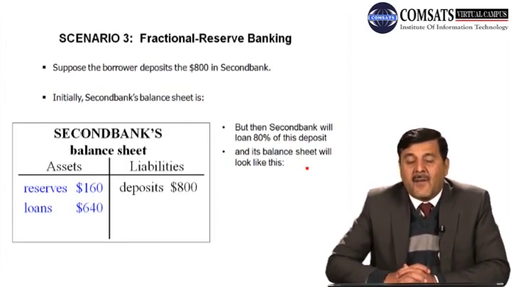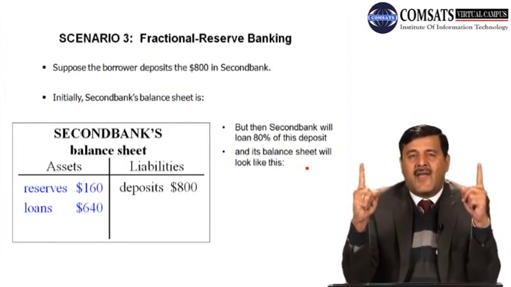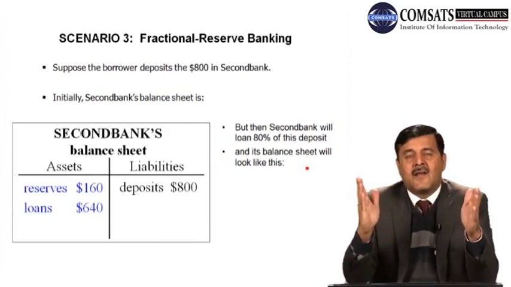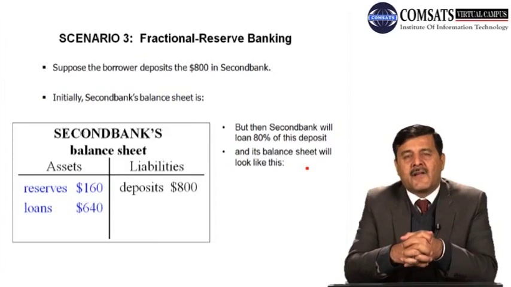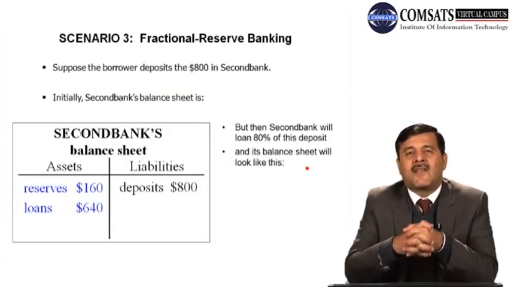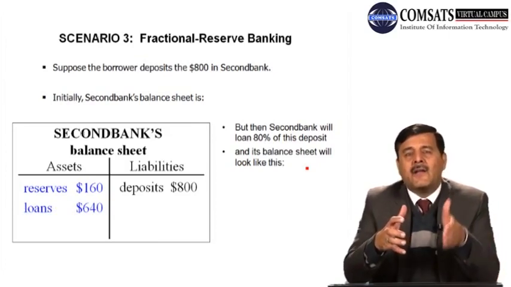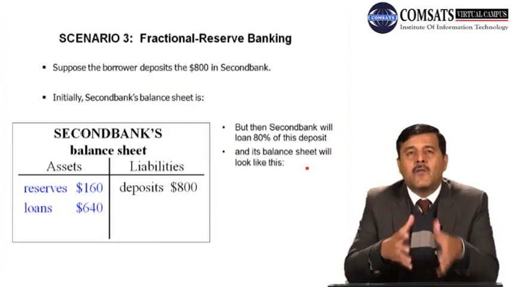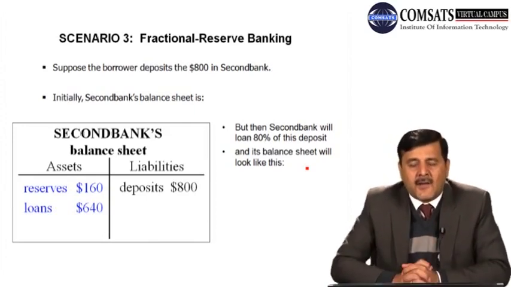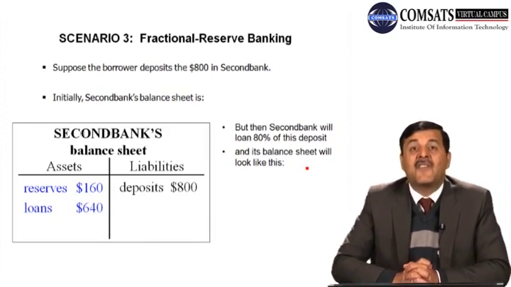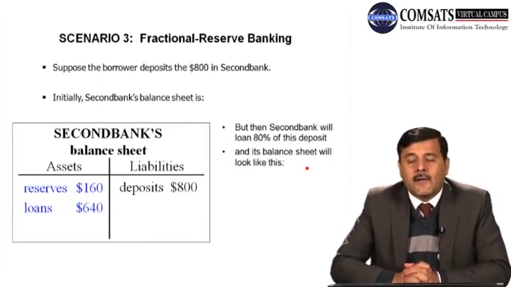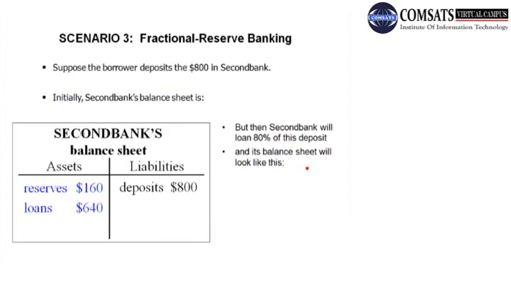The initial second bank balance sheet is, again, a balance sheet has two sides, assets and liabilities. On assets, 20% of 800, which are the deposits in the second bank, is $160, the reserve which the bank keeps with itself, and it extends loans to the tune of 640 US dollar. The total liabilities of the second bank are 800 US dollar. But then the second bank will loan 80% of this deposit and its balance sheet will look like this.